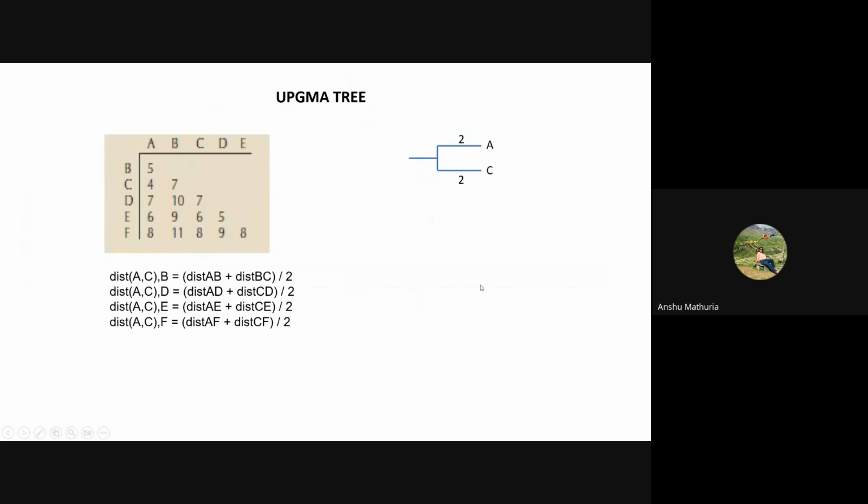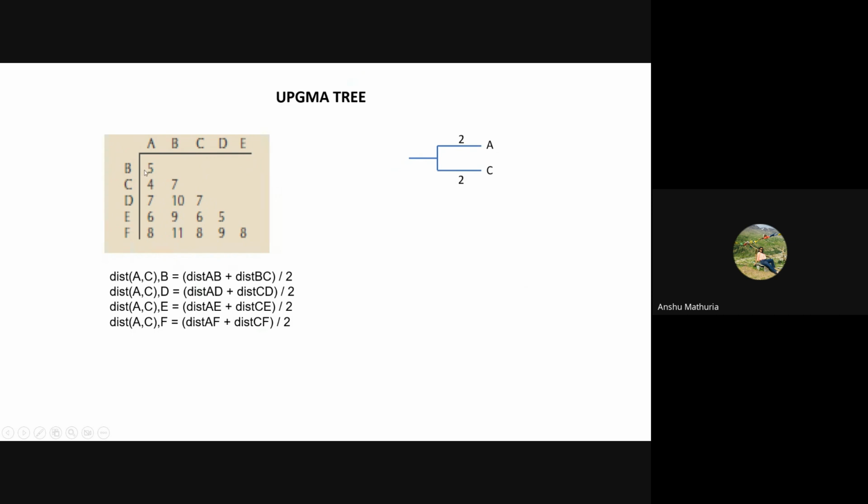Now this is a distance table. We have 6 species here, A, B, C, D, E, and F. We haven't written A with A because the distance between A and A should obviously be 0. There is no distance between B and B; they are exactly the same. That is why half of the table has been left blank. A with B has a distance of 5. B and C has a distance of 7. A and C has a distance of 4.